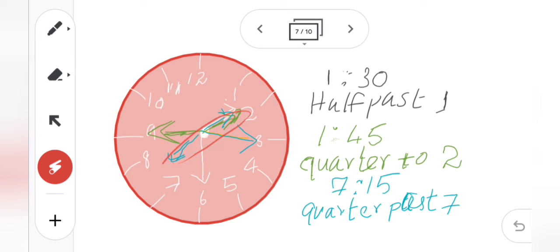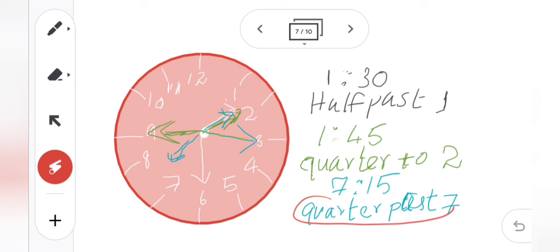Now the next one, the blue color. Blue color I have changed here. It is in 3. The minute hand is in 3 and the hour hand is just past 7. So when you write the time, first you write the hour. It has not touched the 8. It has just past 7, so the hour will be 7. The hour is 7 and it is in 3, so the minutes will be 3 into 5, 15. So the time is 7:15.